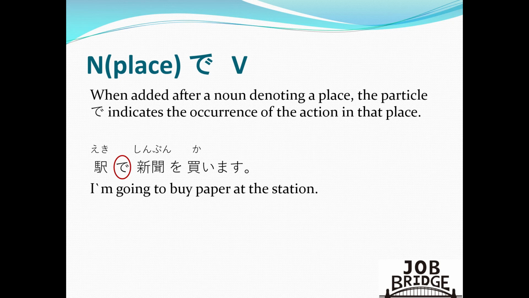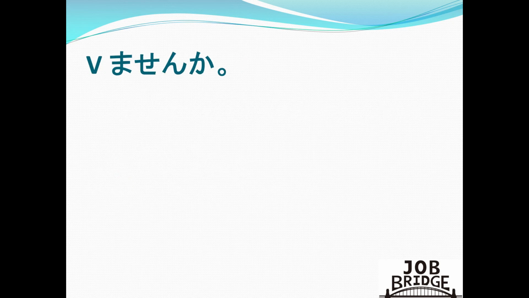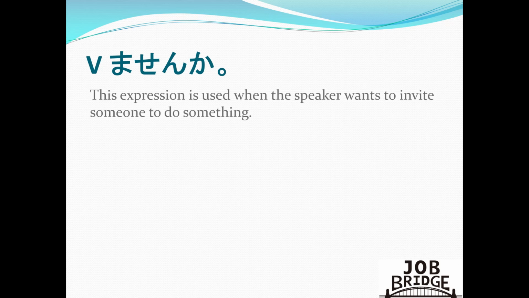Did you get that, everyone? I hope you do. The next sentence pattern that we have under lesson 6 is the verb-masenka. Again, verb-masenka. This expression is used when the speaker wants to invite someone to do something. Let me show you some examples.